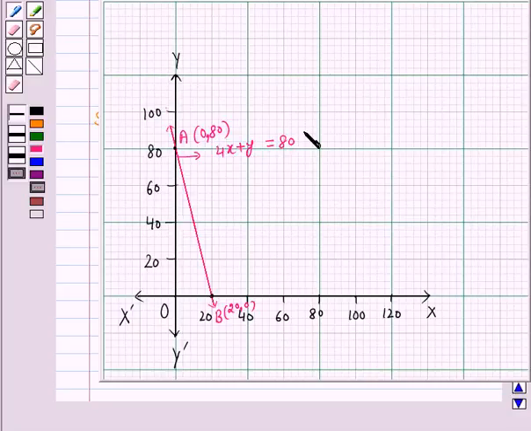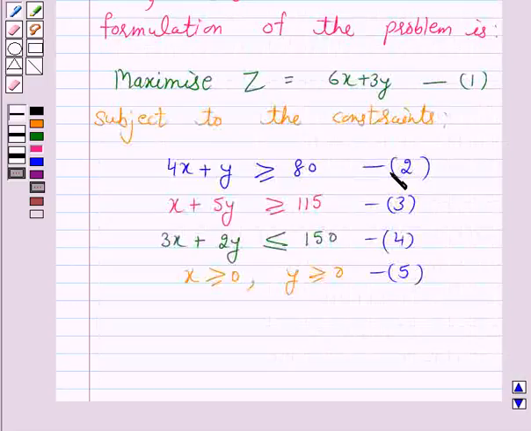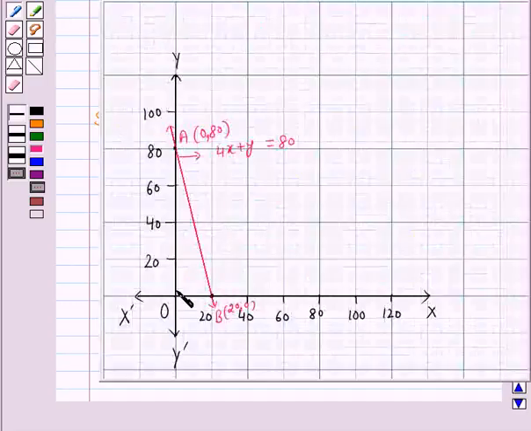Now this line divides the plane into two half planes, but we will consider the half plane which satisfies 2. So we will consider the half plane which does not contain the origin.